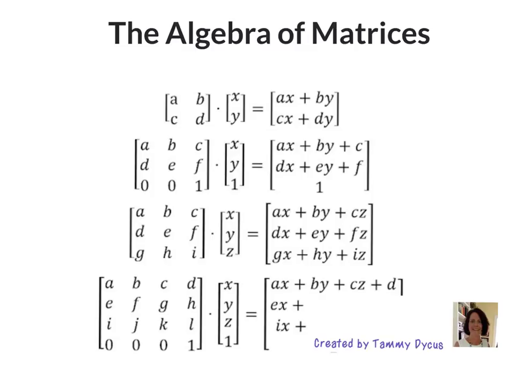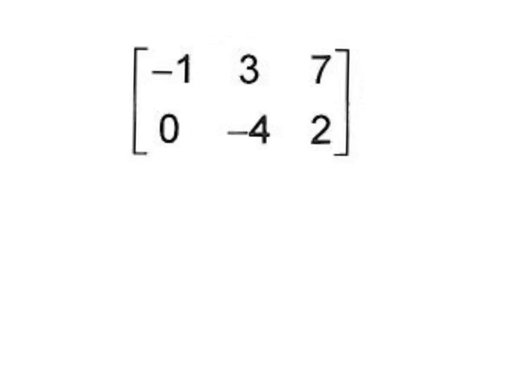The algebra of matrices. A matrix is a method of organizing data into rows and columns. For example, the matrix -1, 3, 7, 0, -4, 2 is made of 2 rows and 3 columns. The rows go across. The columns go up and down like the columns on a house.